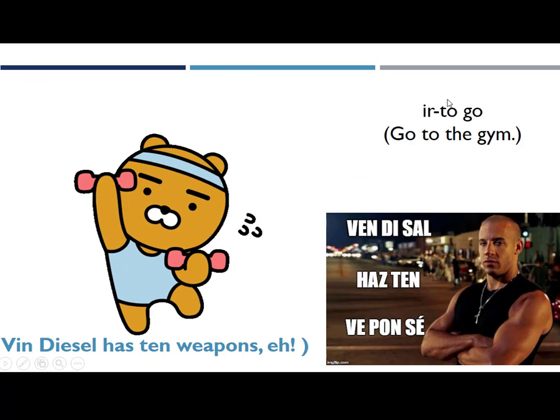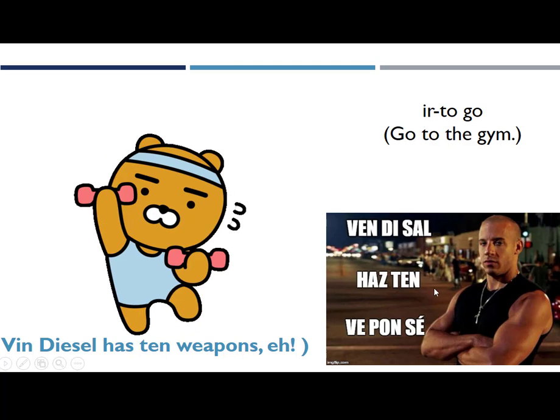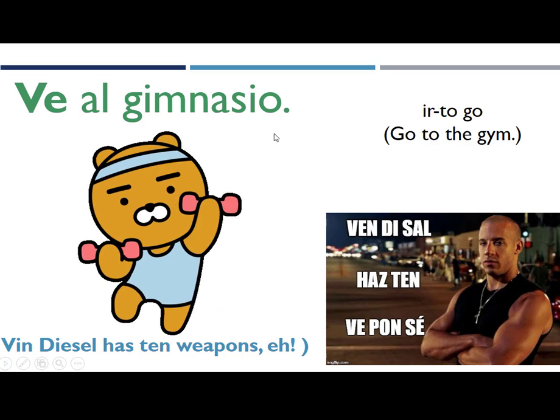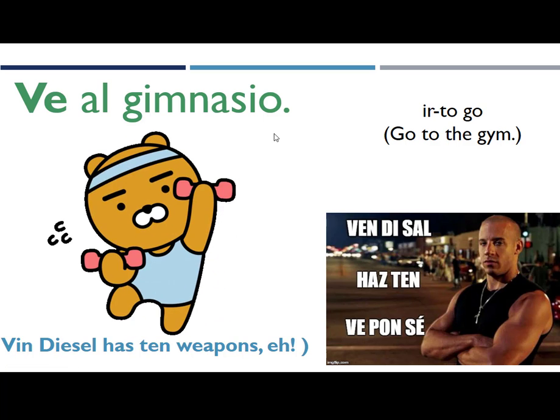Then the verb to go, ir, it will be the next one, ve. Ve al gimnasio, go to the gym. Ve a la clase, ve a tu casa, go to your house, go to the gym, go to class.